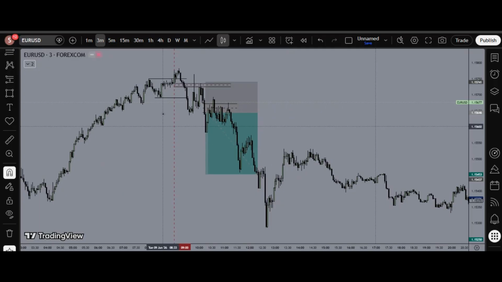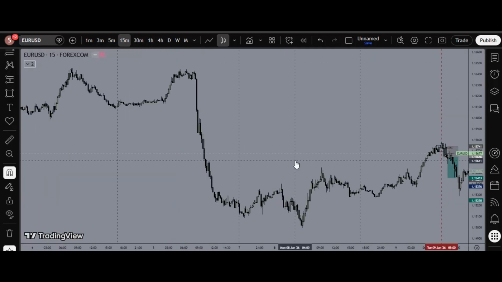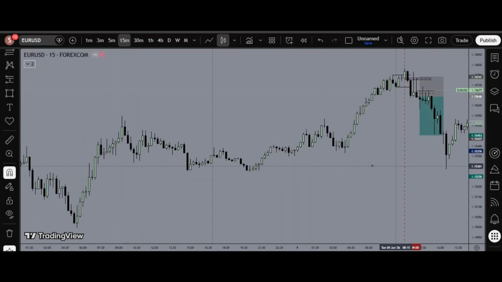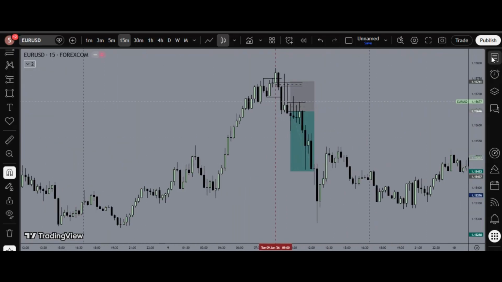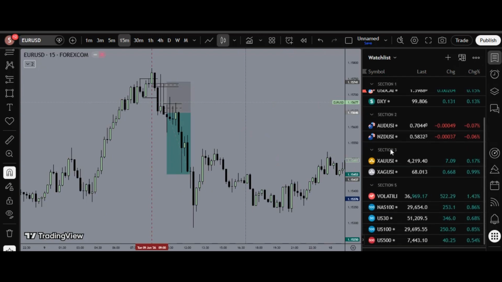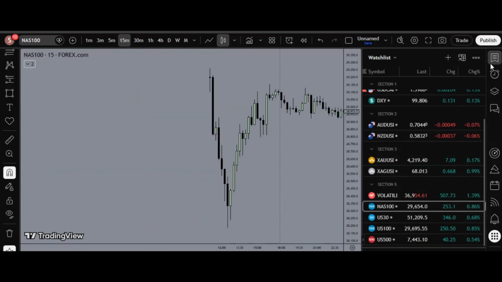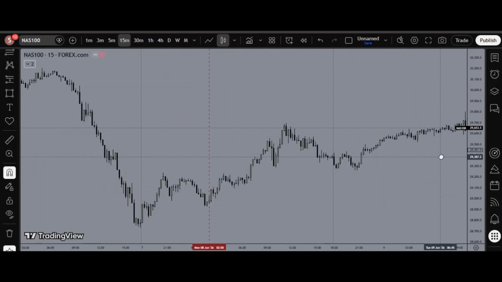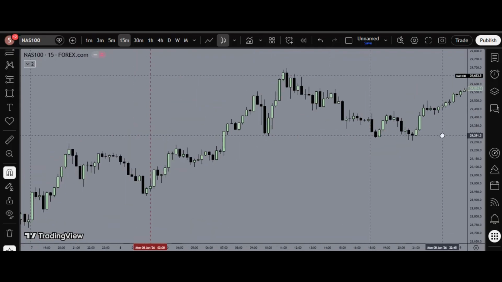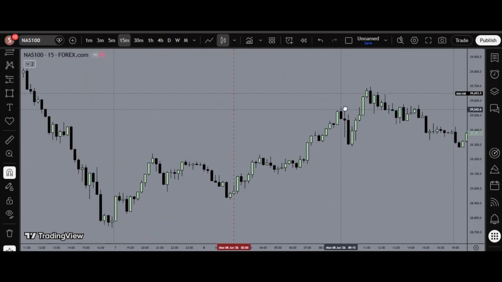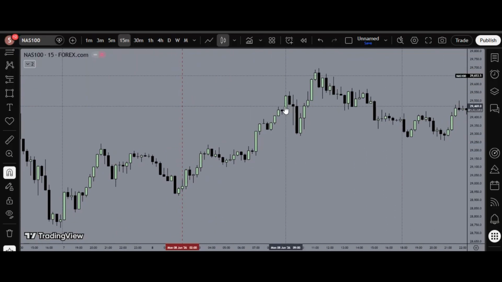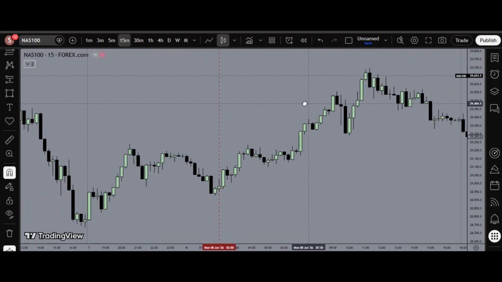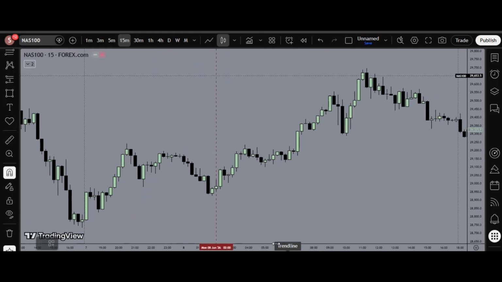Let's look at another example. This time around, let's go to NAS 100. Let's look at NAS 100. Okay, so this is a bullish example. Okay, so I've marked this down. Price swept this low.